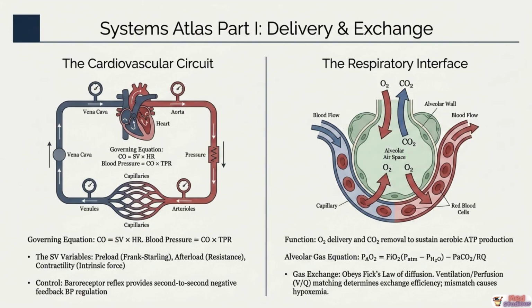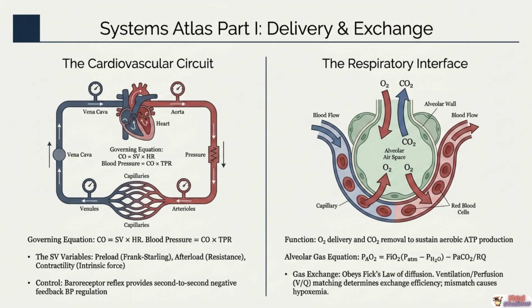Stroke volume itself is tightly controlled by three variables: preload, or venous return operating via the Frank-Starling mechanism, afterload, representing systemic resistance, and intrinsic contractility. Second-to-second blood pressure regulation is managed by the negative feedback loops of the baroreceptor reflex. Running in parallel is the respiratory interface, designed for oxygen delivery and carbon dioxide clearance.